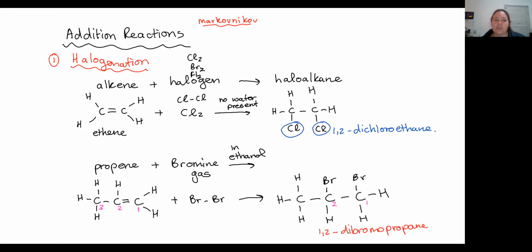All right, so this over here is a halogenation reaction. Because we added in chlorine, the top one is specifically called a chlorination, and the bottom one is specifically called a bromination.